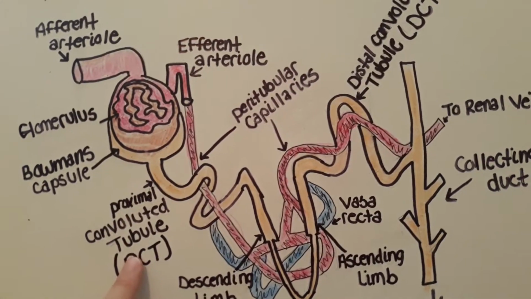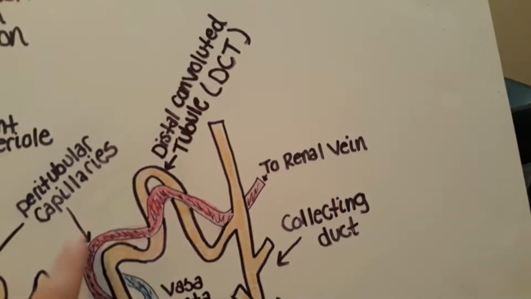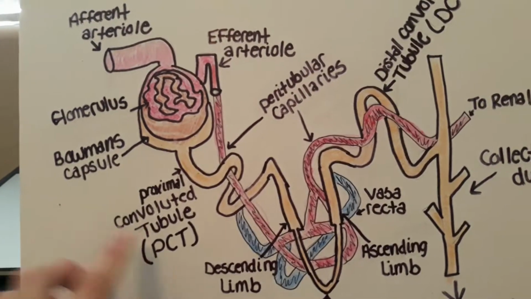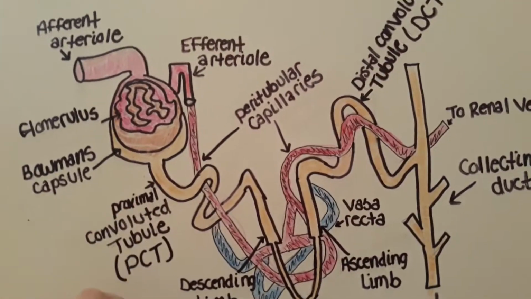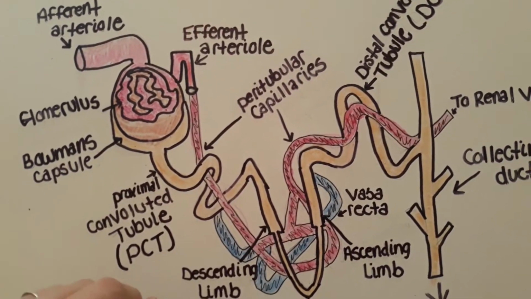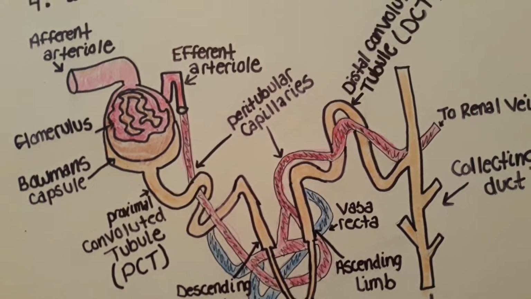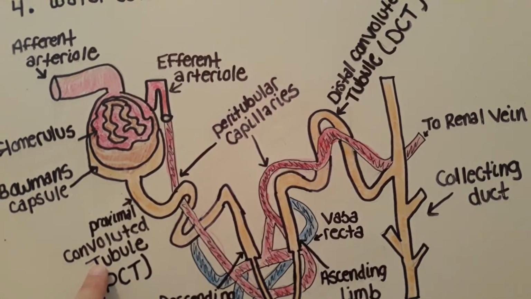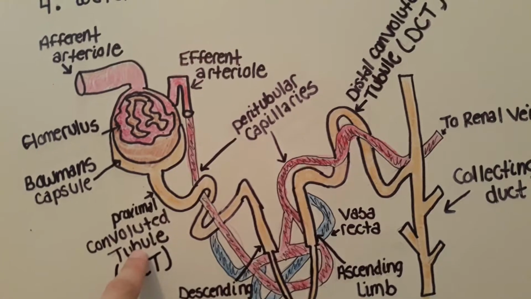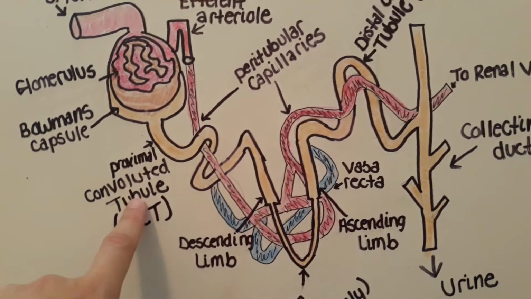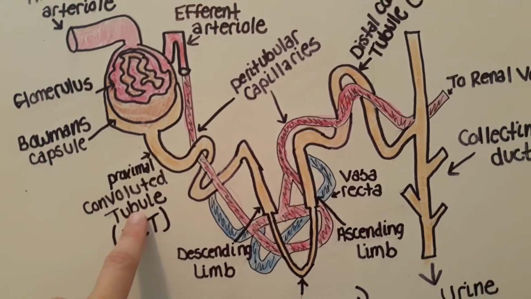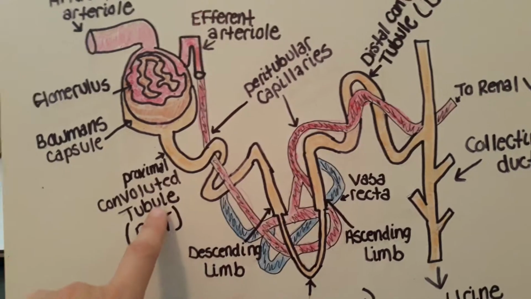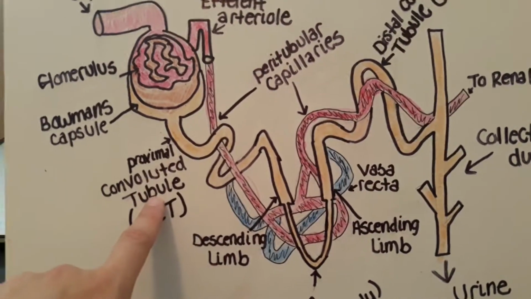These reabsorbed molecules go into the peritubular capillaries, which run all along here. The PCT is very long and it has a lot of microvilli to increase the surface area for reabsorption and also mitochondria for active transport. So in the PCT, glucose and amino acids are reabsorbed by active transport pumps, and water is reabsorbed by osmosis. Sodium is actively reabsorbed as well, which also causes more water to be absorbed.